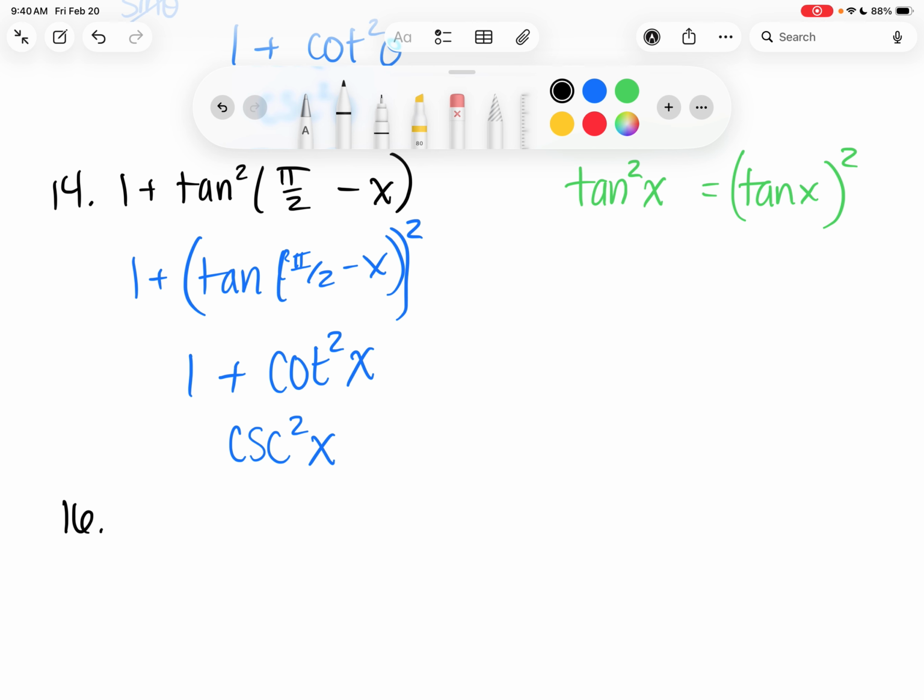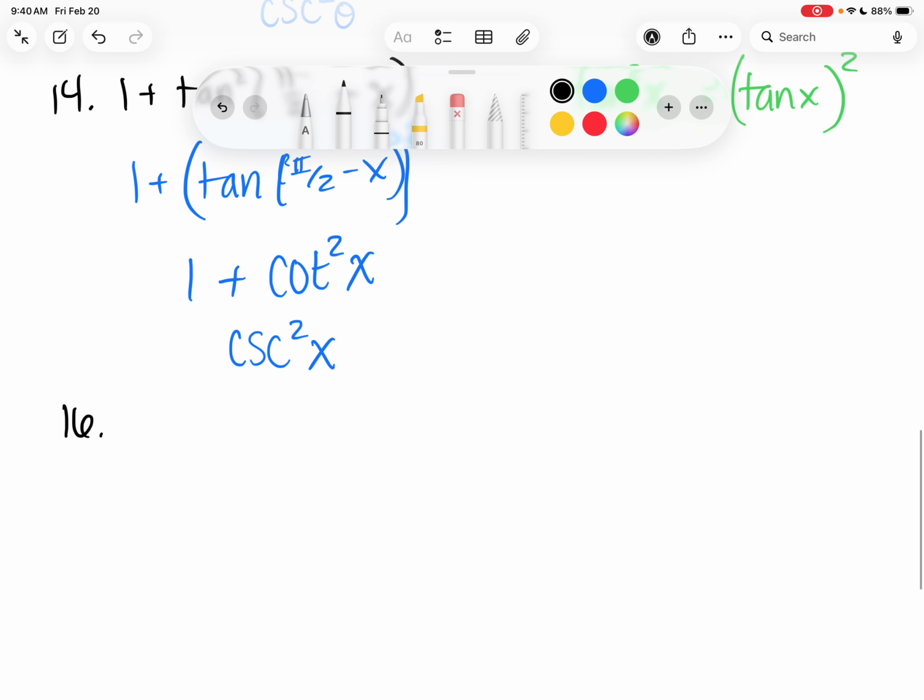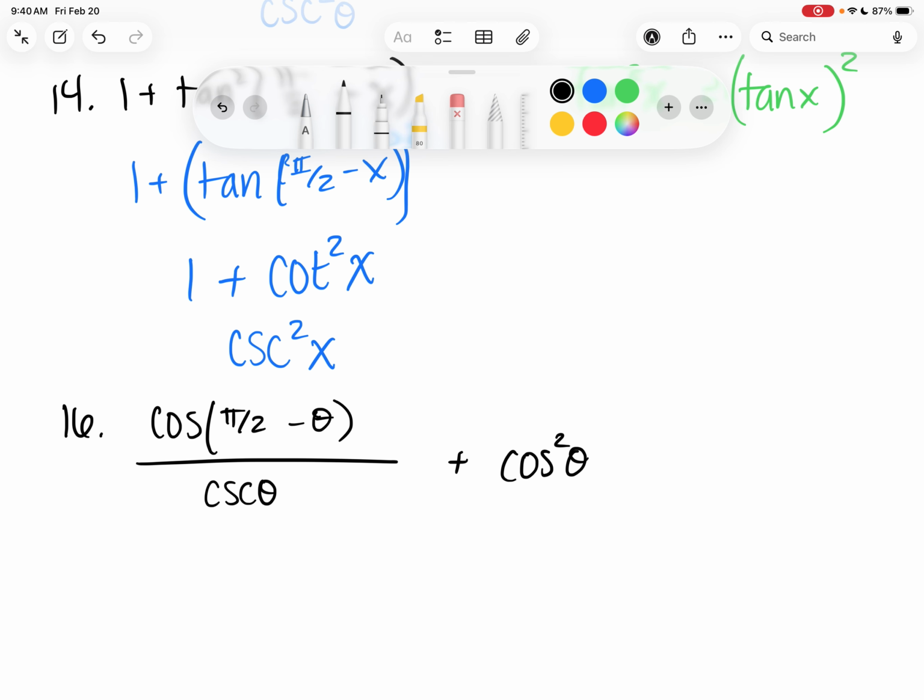Number 16. In most cases on the test, it's going to be x, because it's a whole lot easier for me to write an x in my program than a theta. So, 16: cosine of pi over 2 minus theta over cosecant of theta, all plus cosine squared of theta.